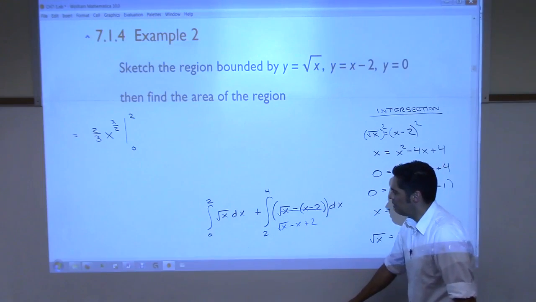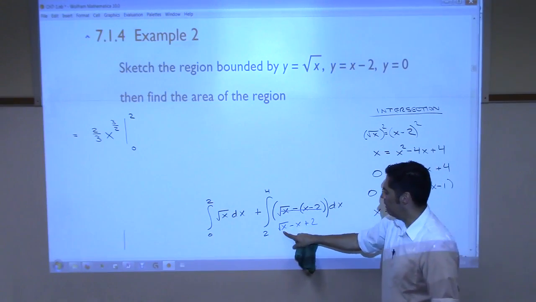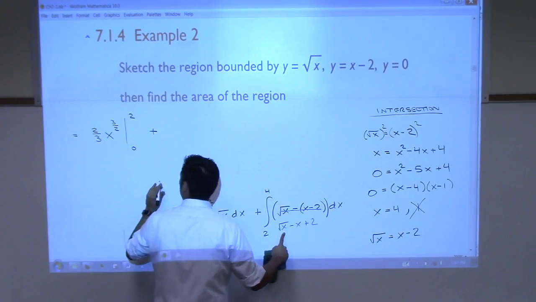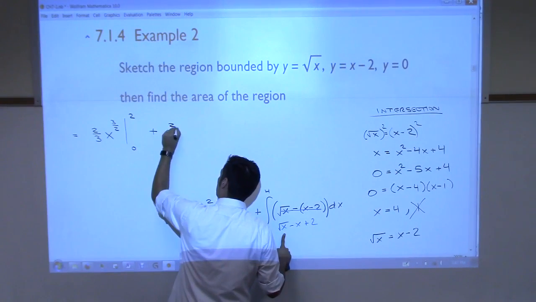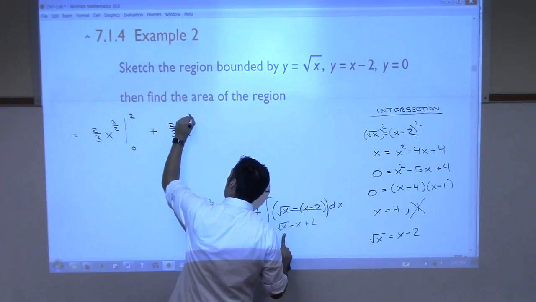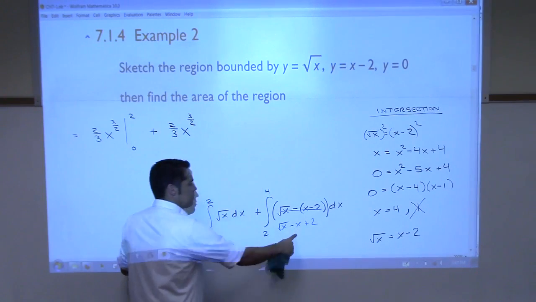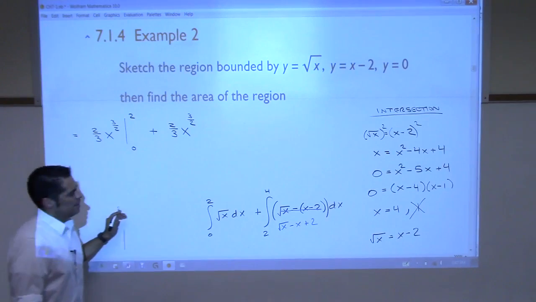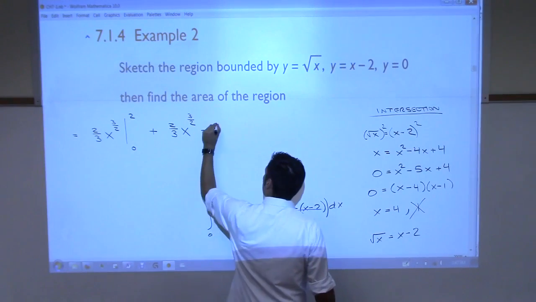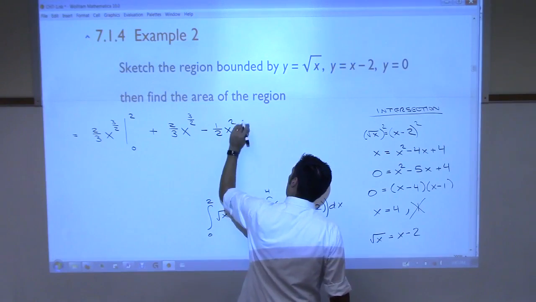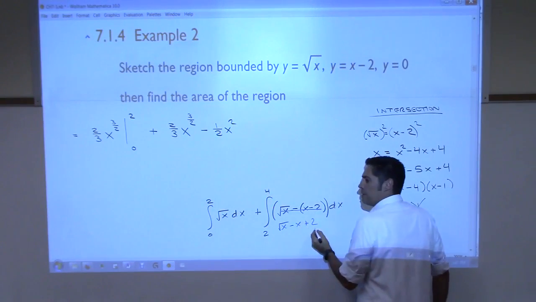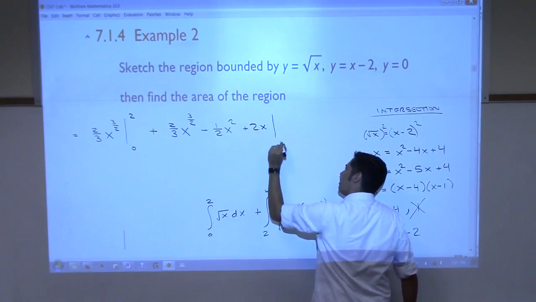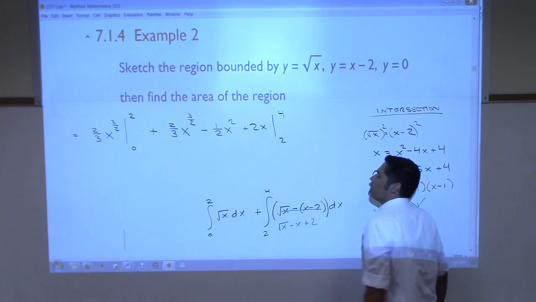Okay, so let's integrate each of these. Root x, I'm putting plus here. Antiderivative of root x, we just did that, didn't we? 2/3 x to the 3/2. Antiderivative of negative x, negative 1/2 x squared. And finally, antiderivative of 2, 2x. Evaluating 2 to 4.